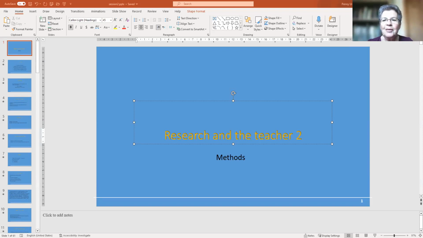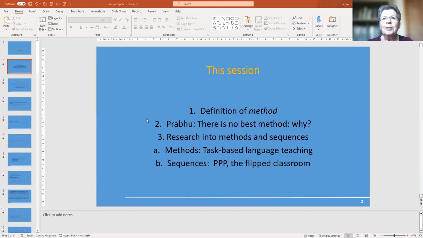So we'll start off with the topic this time, which is methods, research into methods and what I'll call sequences, which I'll come on to later. This is what we're going to do in the session.